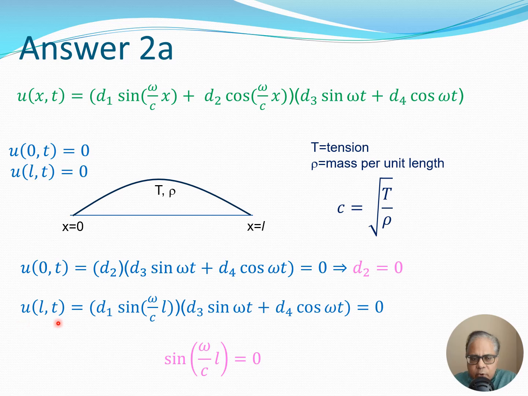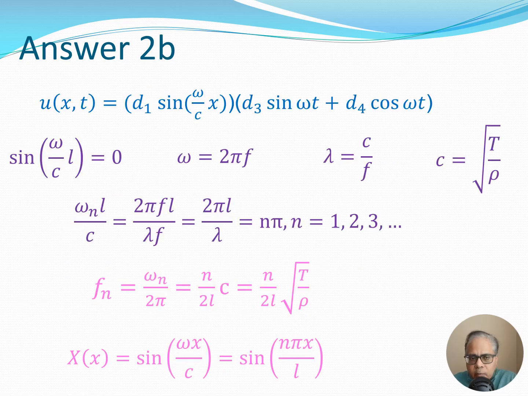Now the second case is u(L,t) equals 0. So I substitute that. I know d2 is 0, so that term is not required. So I get this equation here. Now for this equation to be 0 and to have a non-trivial solution, I would not like d1 to be 0, and certainly I don't want d3 and d4 to be 0. So what will be happening is that sine of this particular value, that is omega L by c, should be 0. So this is the equation which comes out of the second boundary condition, u(L,t) equal to 0. Now this second equation is going to tell us more about this problem.